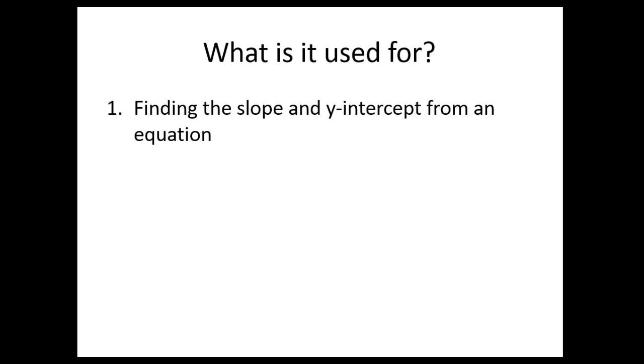So it's used for a couple different things. First, it's used for finding the slope and y-intercept from an equation. And if the equation's already in slope-intercept form, it is very, very easy to figure out what your slope is and what your y-intercept is, because the slope is always attached to x. The y-intercept is always by itself and not attached to anything. It's called a constant. Okay? It's also very easy, if you're given a slope and y-intercept, to write the equation of a line in slope-intercept form.